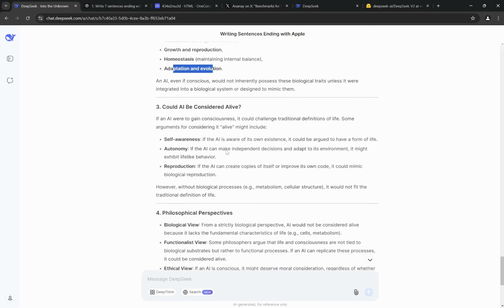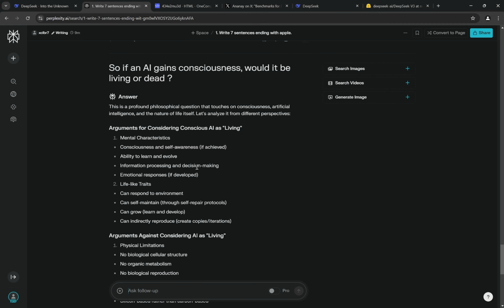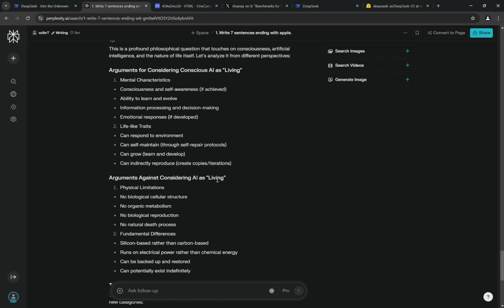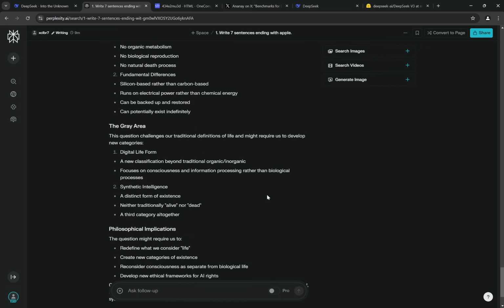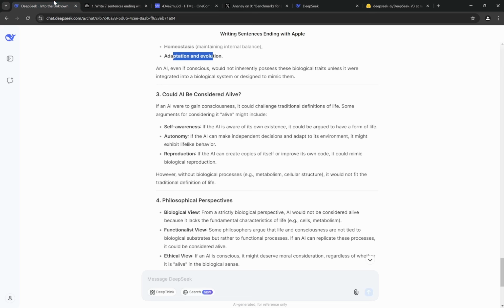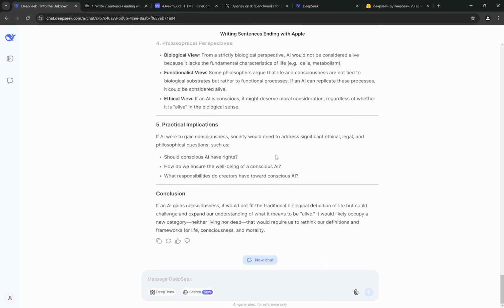So if you look into this, mental characteristics, consciousness and self-awareness if achieved, ability to learn and evolve. Arguments against considering AI as living: physical limitation, no biological cellular structure, no organic metabolism. So you can see there is no clear definition, but it is good.